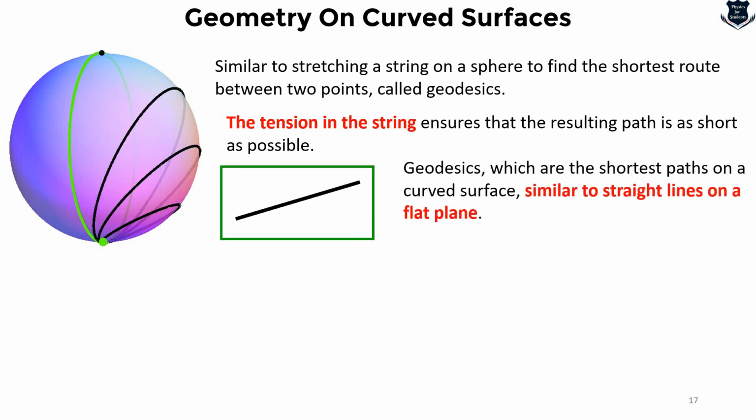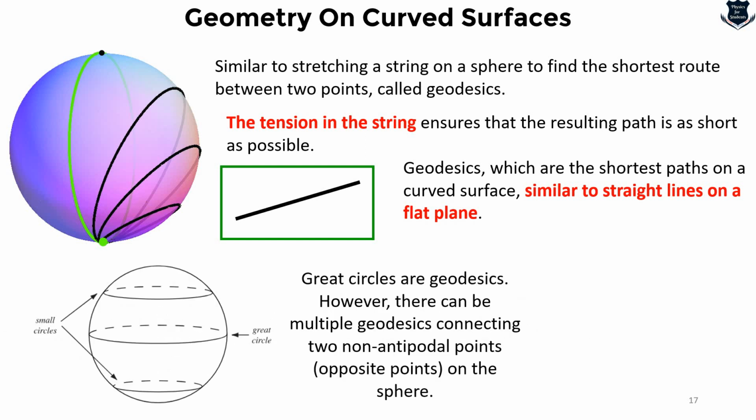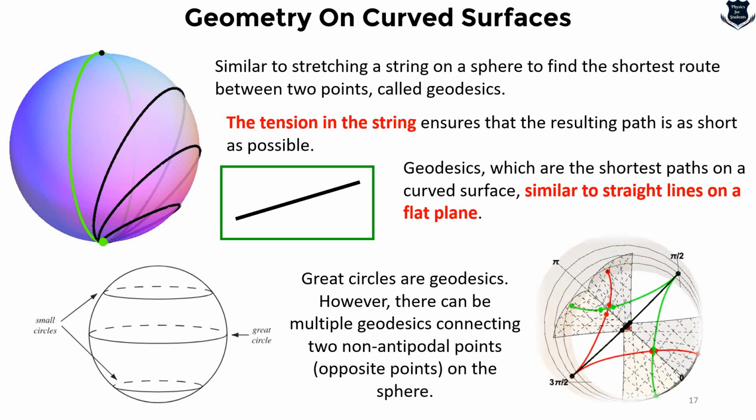Now these shortest paths on a curved surface are equivalent to straight lines in the plane, and they will play a crucial role in our video. These are called geodesics. To use this new word, you all know what a geodesic is. We may say that the geodesics in the plane are straight lines and the geodesics on the sphere are basically what we call great circles. Remember, there can be multiple geodesics, and this is a figure which I have taken from ResearchGate. This shows geodesics as great circles, and there can be multiple geodesics, where things become a little more complicated.